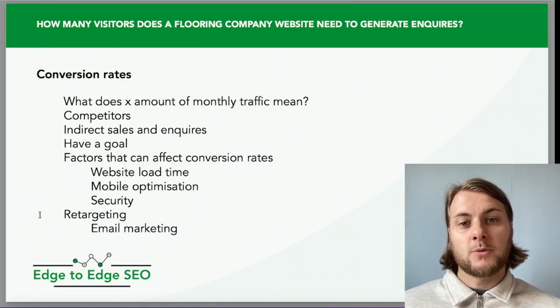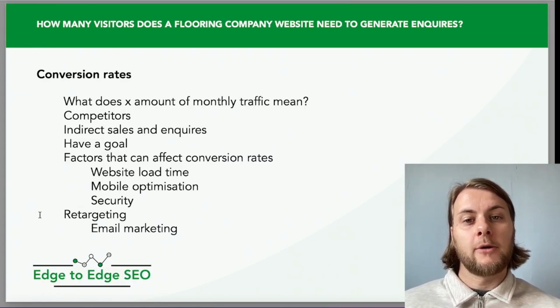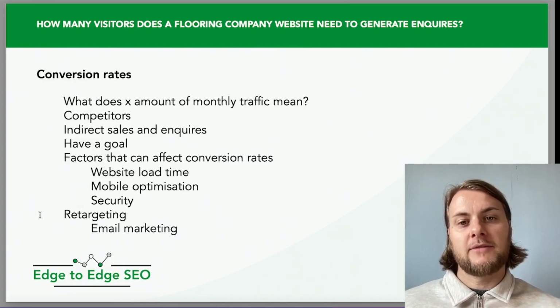So something else worth looking at is your competitors, just doing a little bit of research on them, seeing how much traffic they're getting, see what keywords they're ranking for and they're not ranking for, and then you can gauge a rough idea of how many keywords you should be ranking for and roughly what kind of traffic you should be getting from those keywords if you was to outrank them.